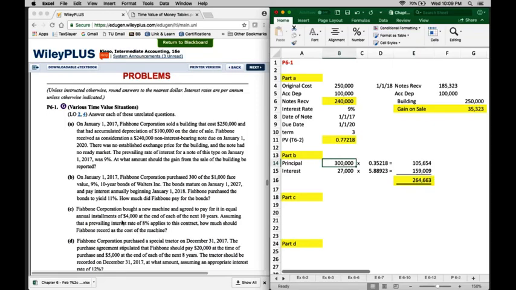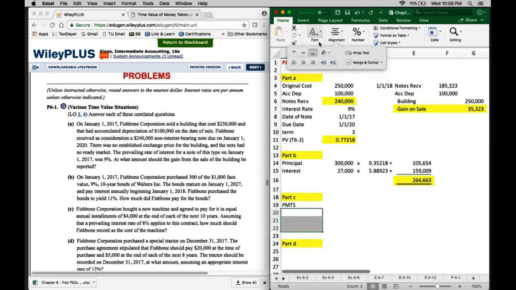Now let's look at Part C. In Part C, we bought a new machine and agreed to pay for it in annual installments of 4,000 at the end of each of the next 10 years. Assuming a prevailing interest rate of 8% on the contract, what's the cost of the machine? So fairly straightforward over here. What we're looking at is the payments that I'm making, how long I make the payments for, and what the interest rate is.